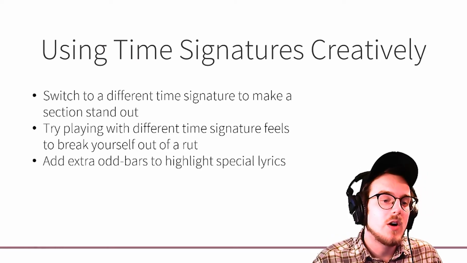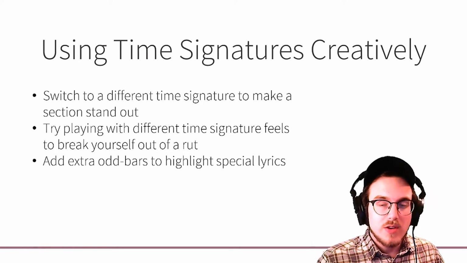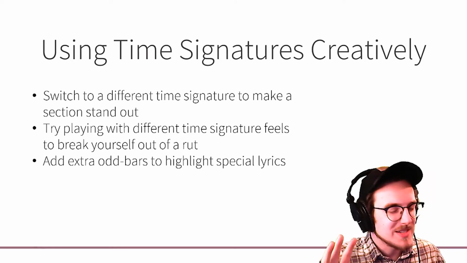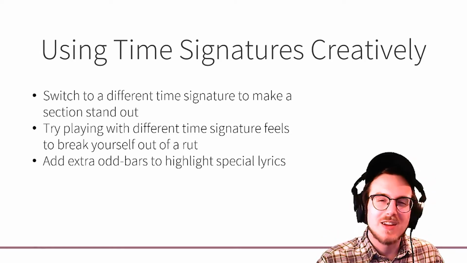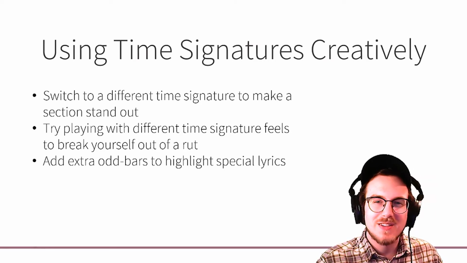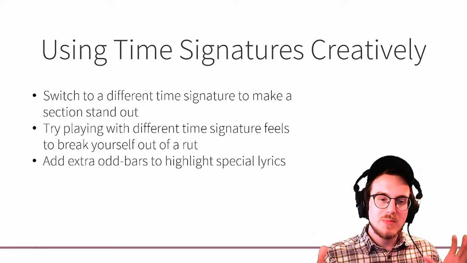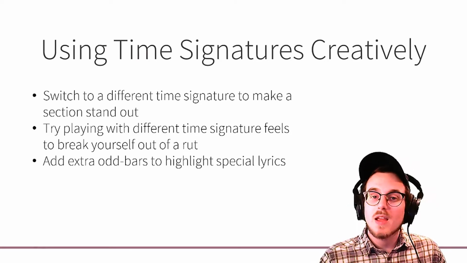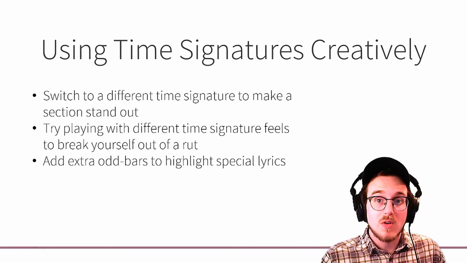You can also add odd bars to highlight special lyrics. And this is something that songwriters are notorious for doing. They'll write the lyrics and have them exactly how they want. And then you'll get in with a band and they're like, are you adding an extra bar here? Are you leaving out a beat here? And you can do this on purpose, where you custom fit the tempo of a song to really highlight the lyrics and be tailor fit to what's going on there.